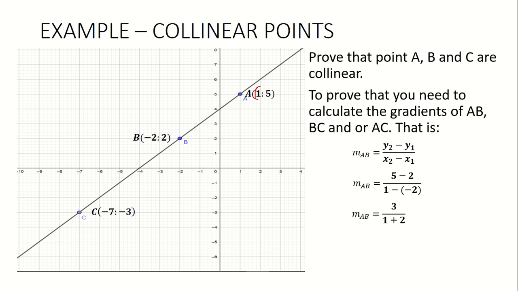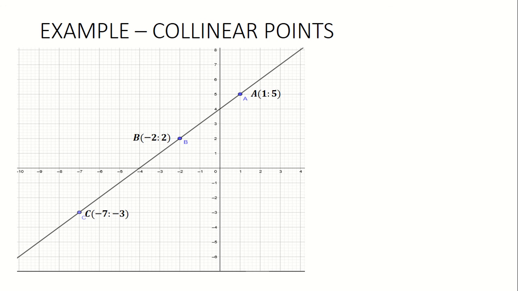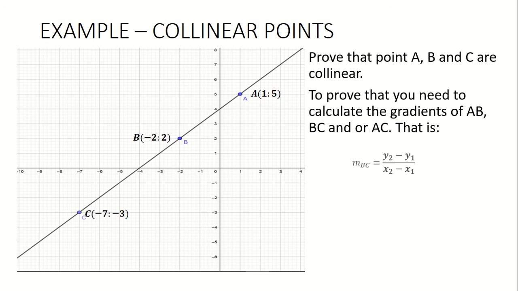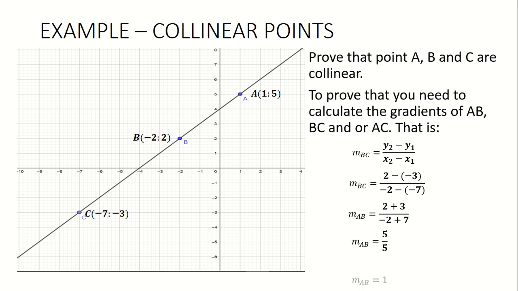So basically, and hence I have 5 minus 2 is 3. In the denominator I also have 3, and my gradient will simply be 1. And then I will simply calculate the gradient of BC, and the gradient of BC will be 2 minus negative 3 and minus 2 minus negative 7, and that will give me 5 over 5, which is simply 1. Okay, that is the gradient of BC. I don't know why I keep on writing AB. That is BC.